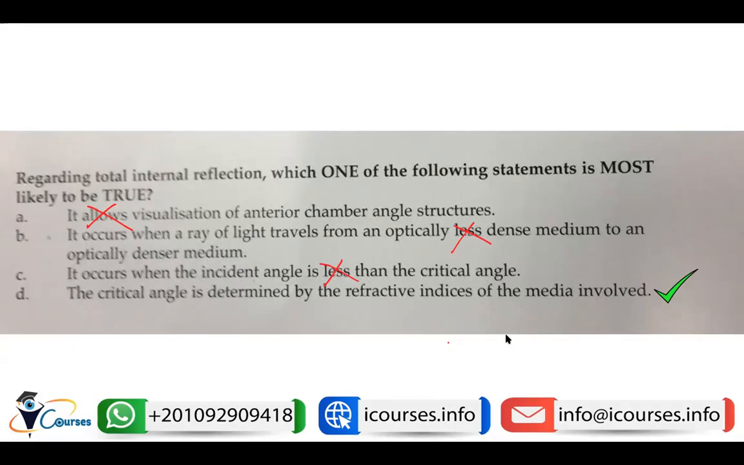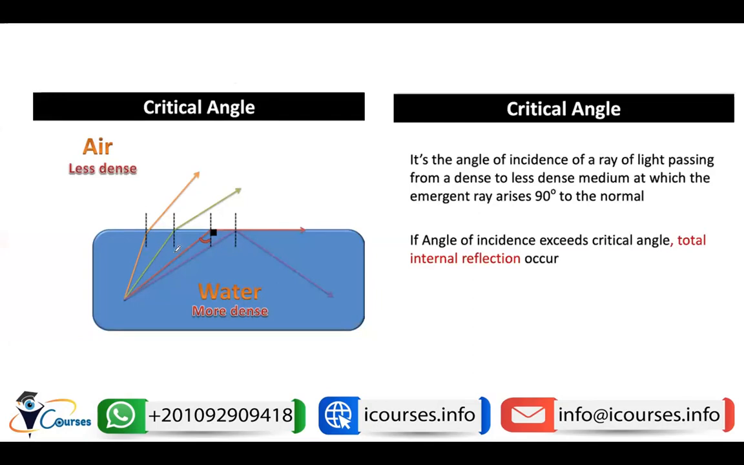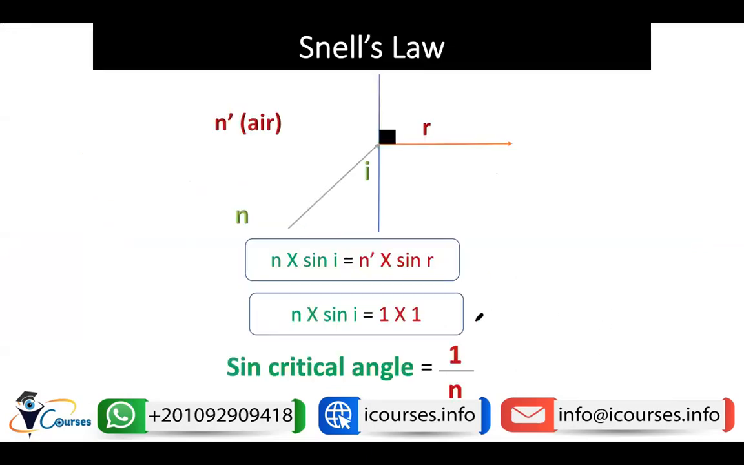This is the correct answer. So we mentioned that total internal reflection occurs when the incident light falls on the interface between the more dense and less dense medium at an angle which exceeds the critical angle, so that there will be total internal reflection rather than a refraction of light. So the critical angle is the angle of incidence of a light ray passing from a dense to a less dense medium at which the emergent ray is at 90 degrees to the normal. If the angle of incidence exceeds the critical angle, this will result in total internal reflection.